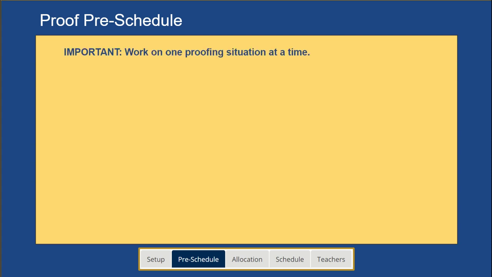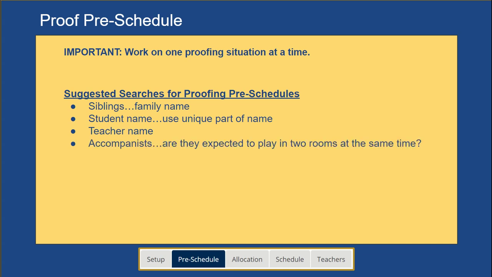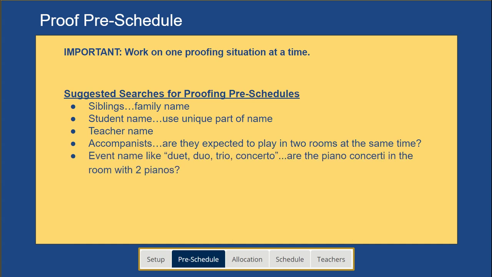For a thorough proof, work on one proofing situation at a time. After allocating, it is wise to again quickly proof your list of time requests. Here are some suggested searches for proofing your pre-schedules. Siblings, student name: use a unique part of the name. Teacher name, in case the teacher is also requested to be a judge. Accompanist: are they expected to play in 2 rooms at the same time? Event names: make sure that they're scheduled in the correct rooms.